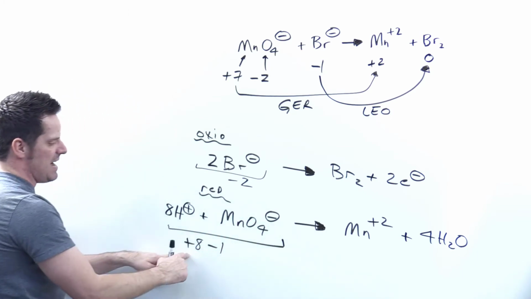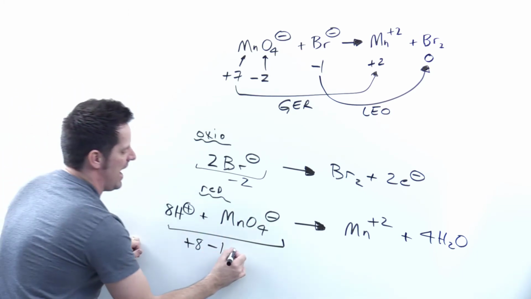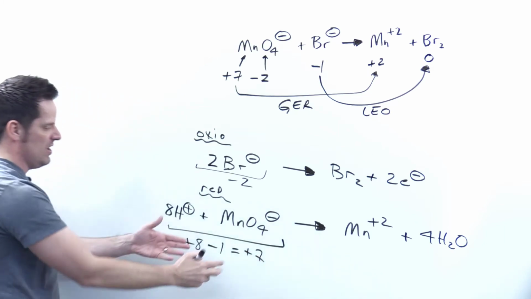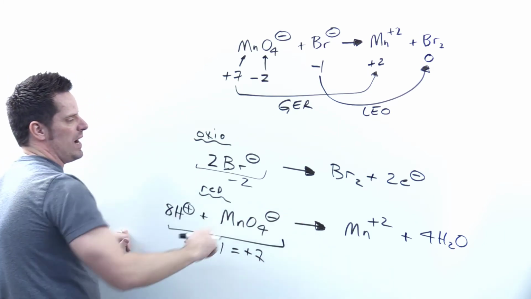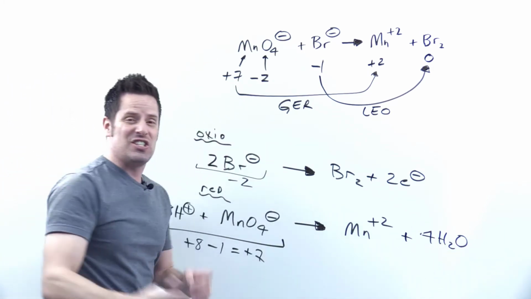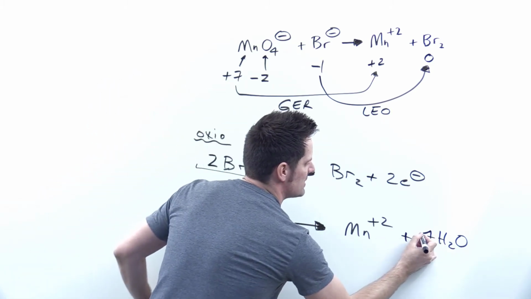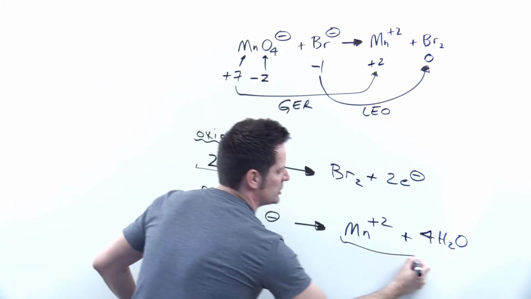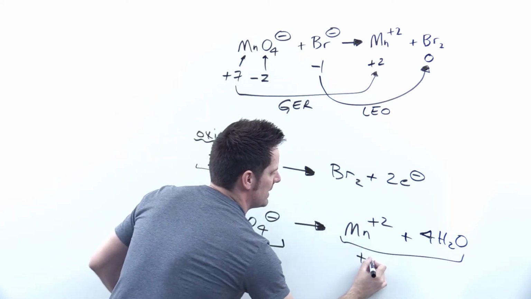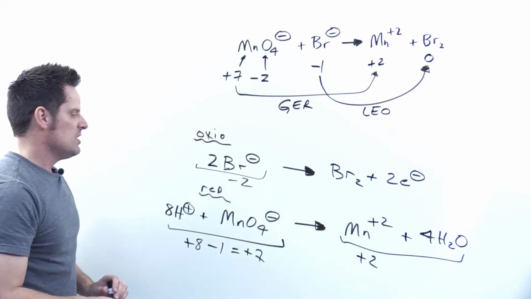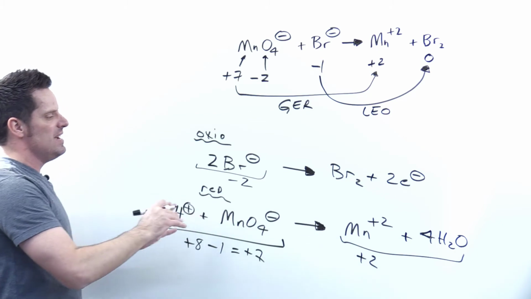So I take an 8 plus -1, and that leaves me behind a +7 on the left side of the reaction. On the right side of the reaction, I have H2O, which has 0 net charge, and I have a +2 here next to the manganese. So the charge over here on the right is a +2. That doesn't match, does it? So I'm going to have to add electrons somewhere to make sure that they match each other.